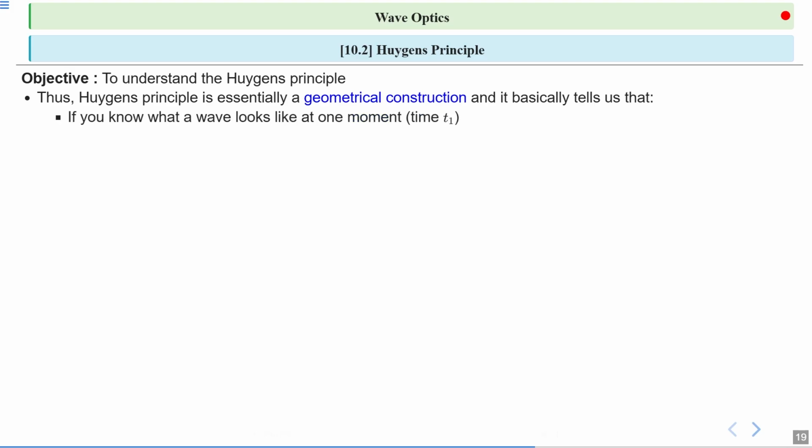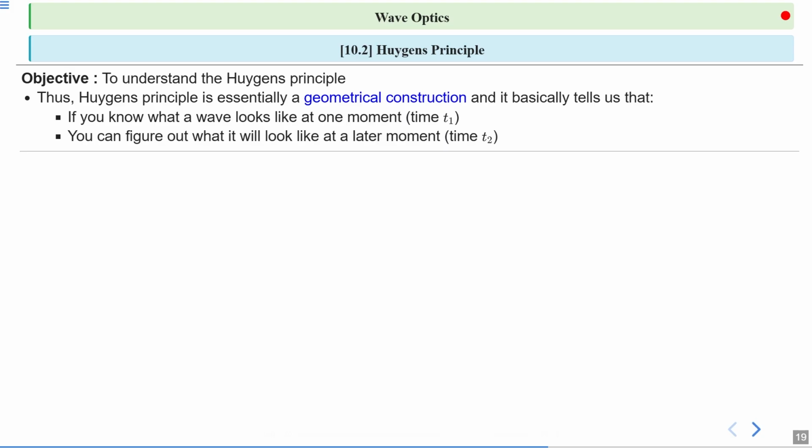Let's break this down further. If you know what a wave looks like at a specific moment, say time t1, you can use Huygens principle to determine its appearance at a later time t2. So you can figure out what it will look like at the later moment t2. Huygens principle gives us a powerful tool to visualize and predict wave behavior over time. This understanding is essential for deeper insights into wave optics.